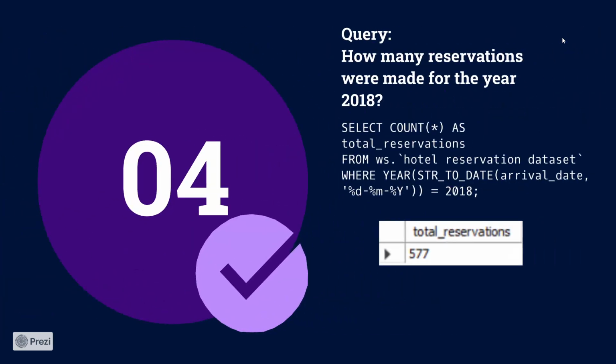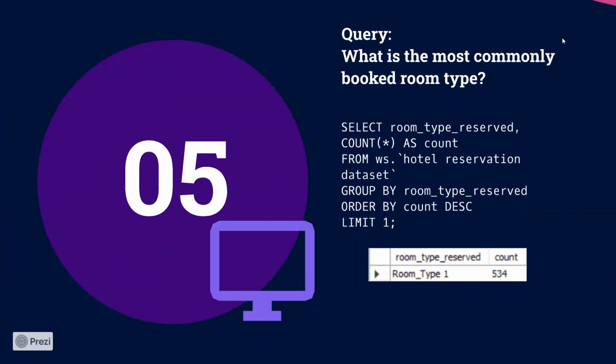Moving on with our fourth query, how many reservations were made for the year 2018? I selected all the columns of my dataset where the year belongs to 2018. STR_TO_DATE was the function which I used to convert the arrival date column into the date, month, and year format.